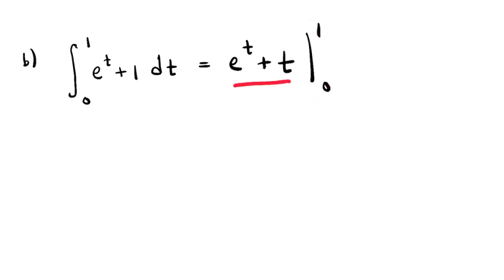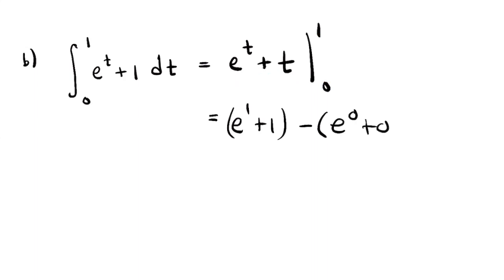Okay, I got my antiderivative, and now I have some room to write down, plug in the upper limit, plug in the lower limit. Carefully evaluate these. That's e plus 1. E to the 0 is 1, so it turns out to be e. Okay, this one we could do really quick. I've got enough room down here.